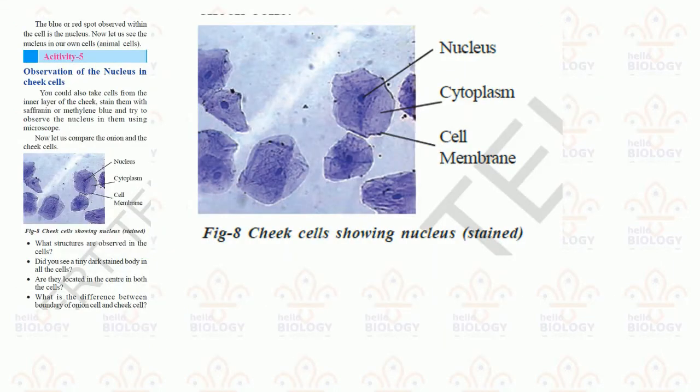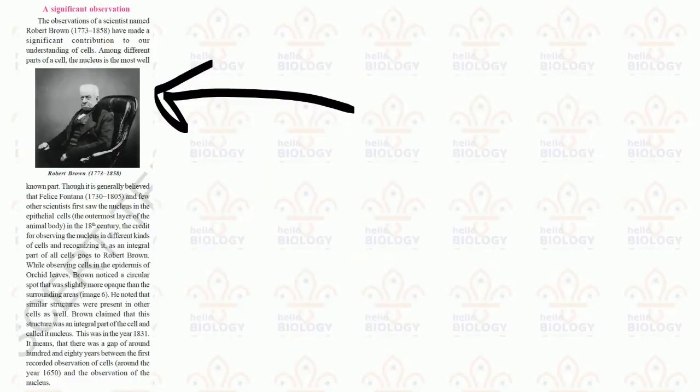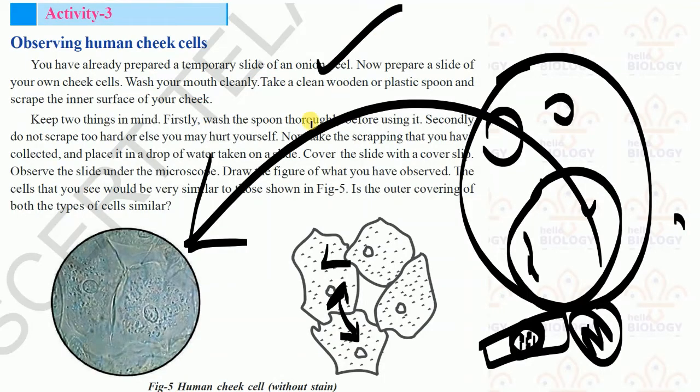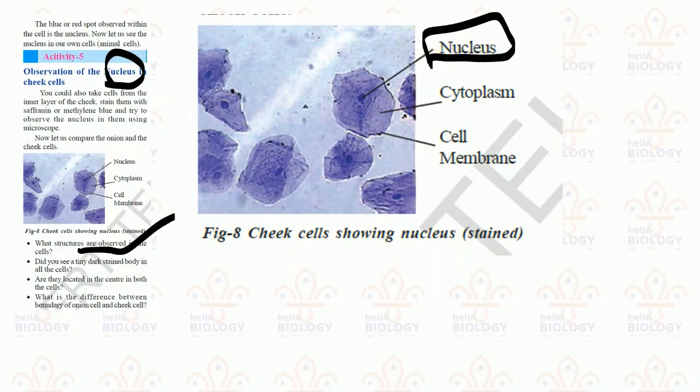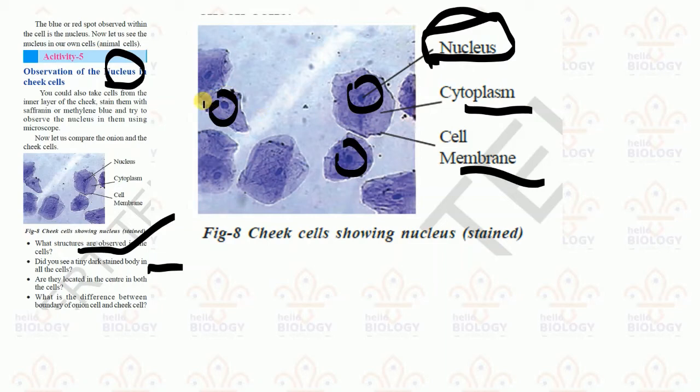The next topic is about observing the nucleus in the cheek cells. If you remember, we discussed the cheek cell activity, and the same activity is given again here. Understood? But here we will discuss the nucleus in depth. So the questions: What structures are observed in the cells? In the cells we observed the nucleus, cytoplasm, and cell membrane. Did you see a tiny dark spot in all the cells? Yes, we have seen a tiny dark spot, this one. Are they located in the center in both cells?